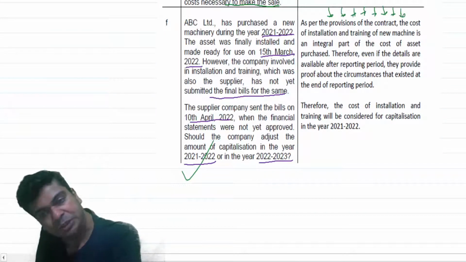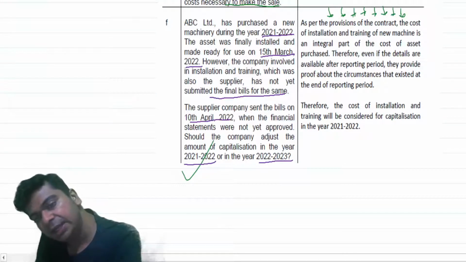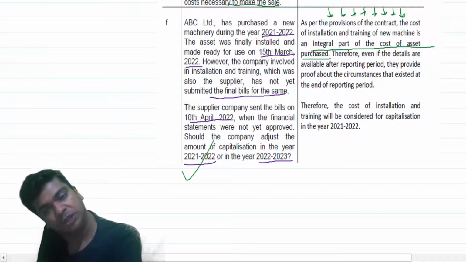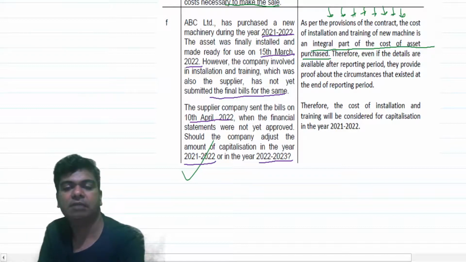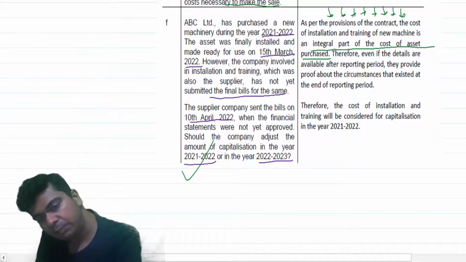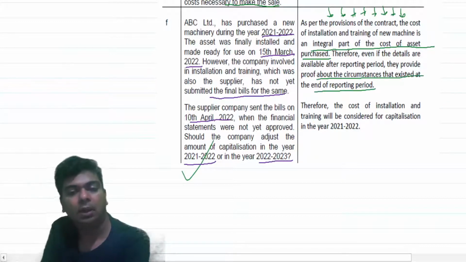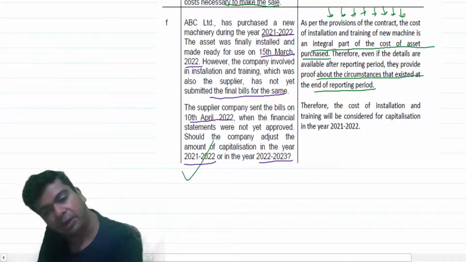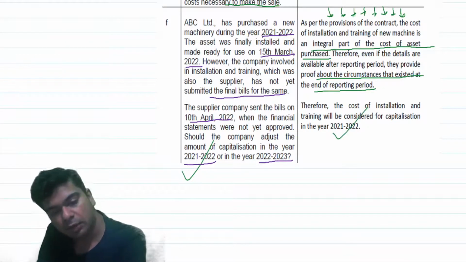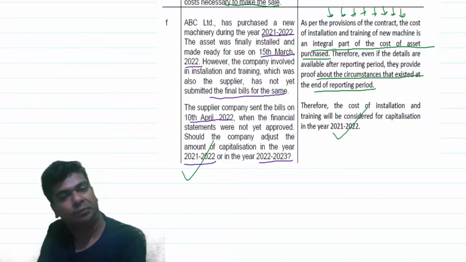As per the provisions of the contract, the cost of installation and training of the new machine is an integral part of the cost of the asset purchased. Therefore, even if the details are available after the reporting period, they provide proof about the circumstances that existed at the end of the reporting period. Therefore, the cost of installation and training will be considered for capitalization in the year 2021-22.